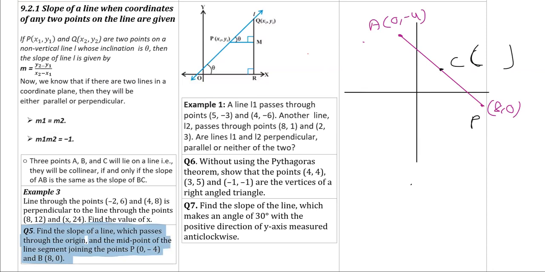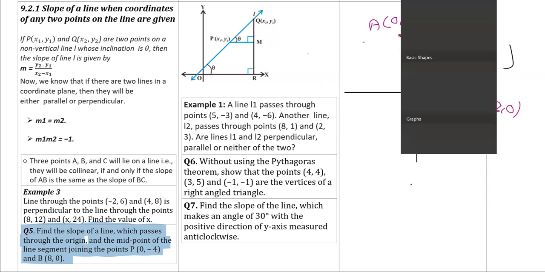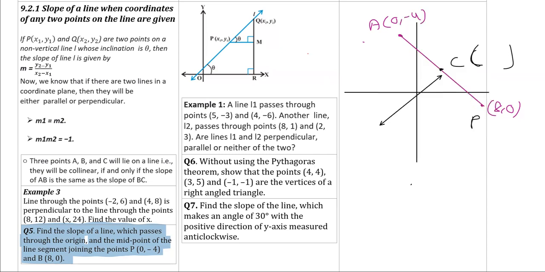Further, it says to find the slope of a line which passes through the origin and the midpoint of the line segment. So we have to find the slope of another line which passes through the origin and also the midpoint of this. That means we have to get the slope of this red line. I repeat, we have to find the slope of a line which passes through the origin and the midpoint of this line segment. We know that the coordinate of the origin has to be 0, 0. That means we know one point, and now we are looking for another point.